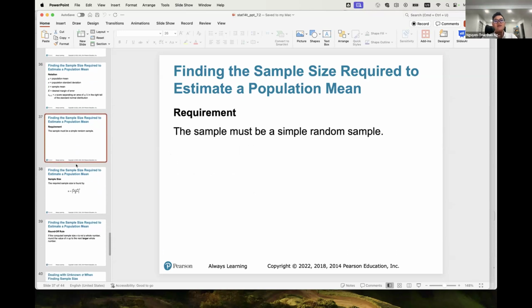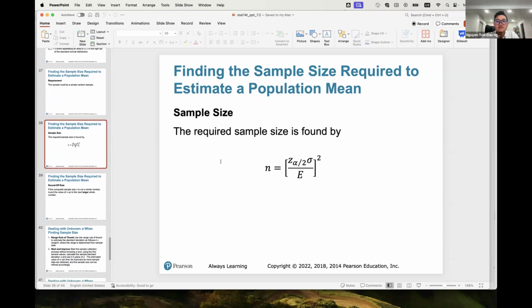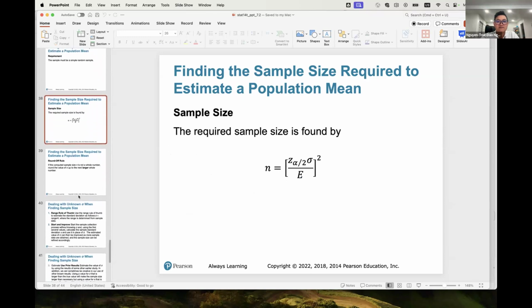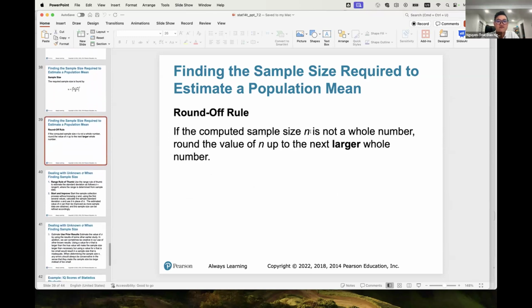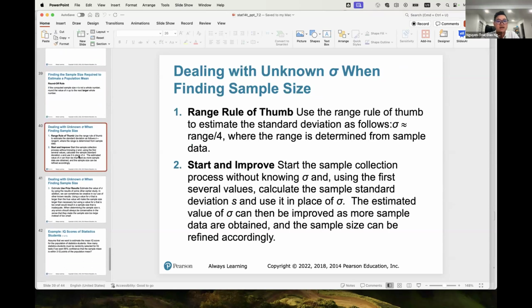And then the requirement, now we just have one requirement. This one is simple: the sample must be a simple random sample. The formula for the sample size can be calculated this way. Okay. And the round off rule here, we just have one round off rule instead of two, like in the previous T distribution. If the computed sample size n is not a whole number, we round the value of n up to the next larger whole number. Very easy, right?